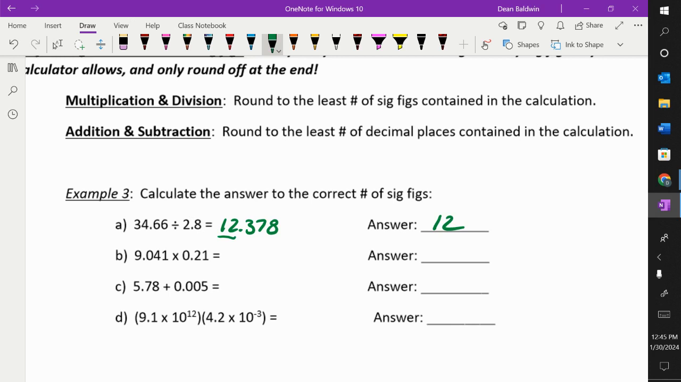9.041 times 10 times 0.21 is 1.89861. How many sig figs do I need? You need 2. So what's my answer? It's going to be 1.9, right? So you look at the 1.8, the number beside it is a 9. 1.9.